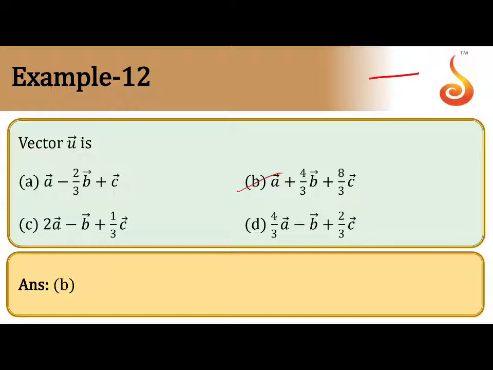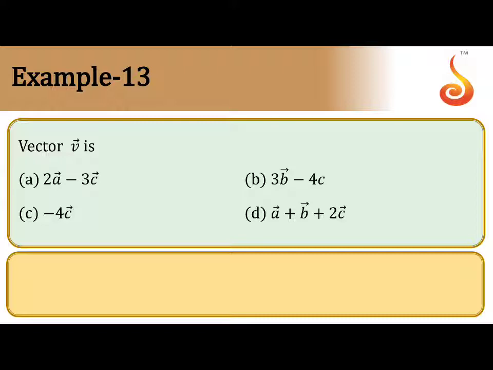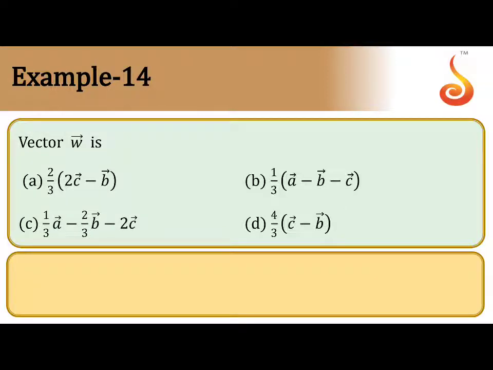B is the right answer for this case. Now go to next case. V bar is minus 4c. That is option C is the right answer. Next, W bar will be 4 by 3 into c minus b. So that is D is the right answer. Okay, D is the answer for this case. Hope everyone clear.